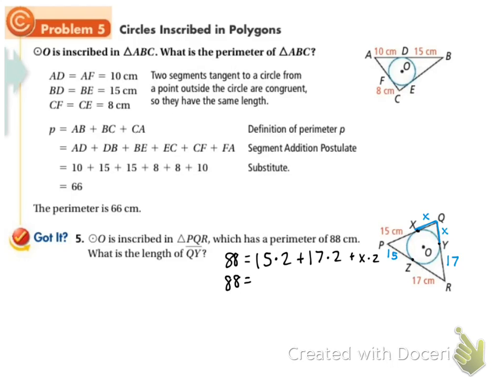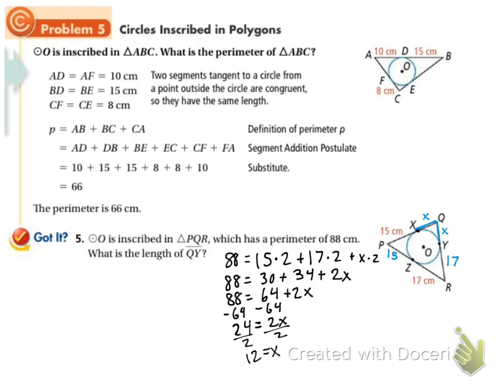So let's simplify that. 15 times 2 is 30, plus 17 times 2 is going to be 34, and x times 2 is 2x. So 88 is equal to 64 plus 2x, and if we subtract 64 from both sides, we get that 2x is equal to 24. And then if I divide by 2, we get that x is equal to 12.